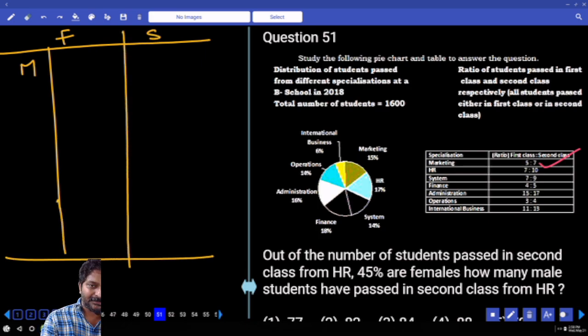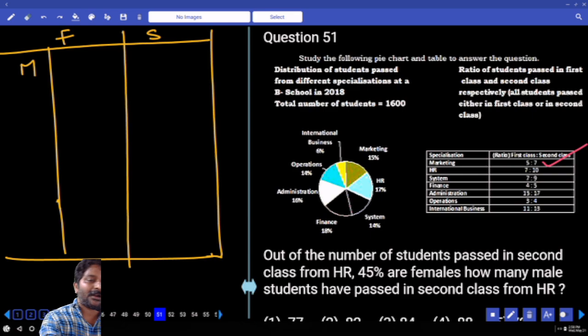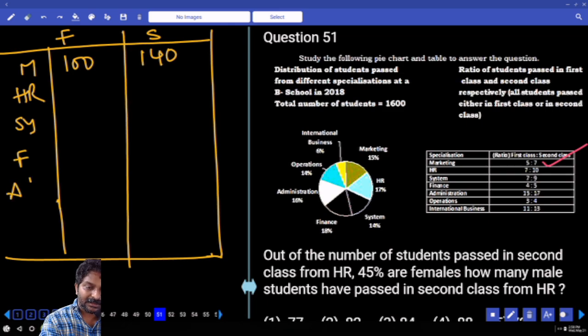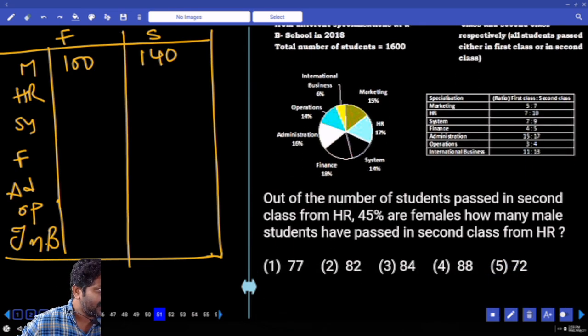First I want to prepare the table. Okay. 1 part is equal to 20 we got. That means 5 parts, next one 140. Then HR, systems, finance, admin, operations, international business. Still how many more are there? 6 into 2 numbers, 12 numbers we need to write, correct? I don't want to write it right away. We'll try to fill the table when it is really required. But meanwhile, I'll prepare the structure.